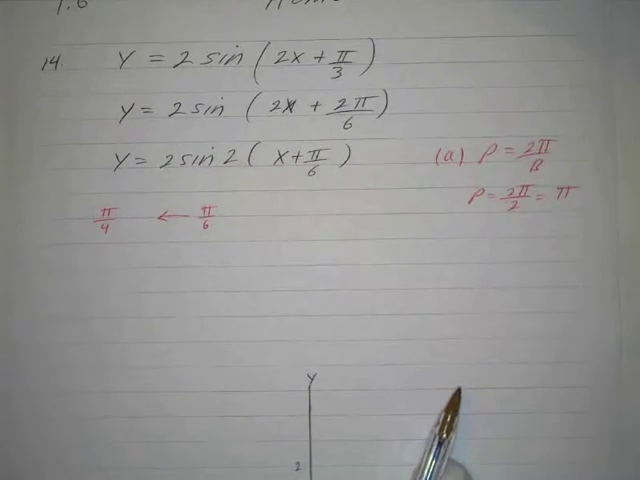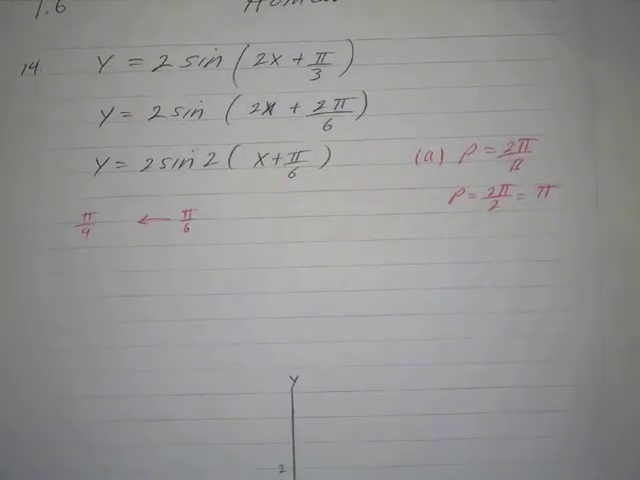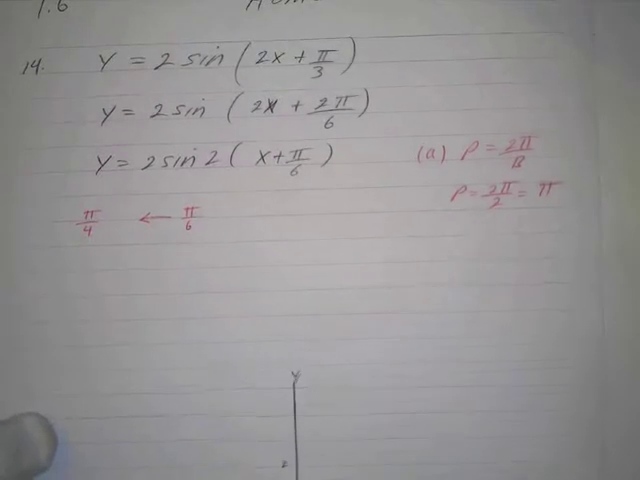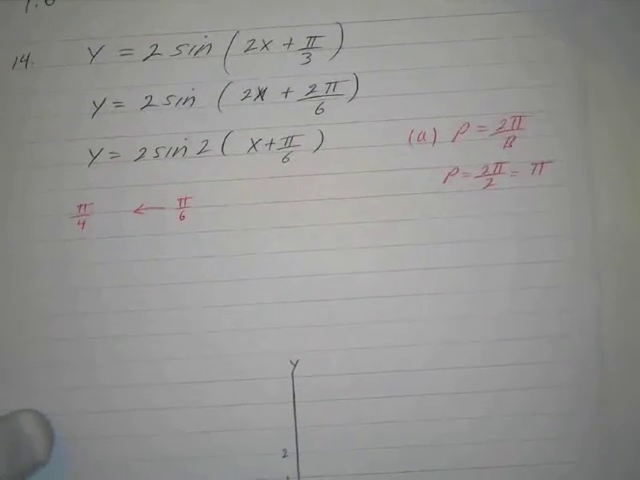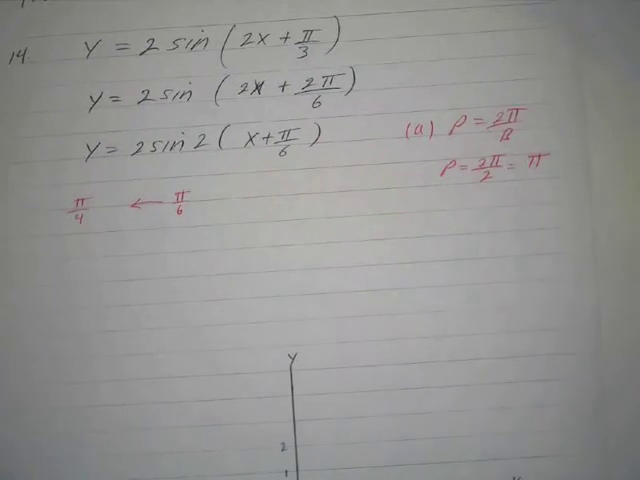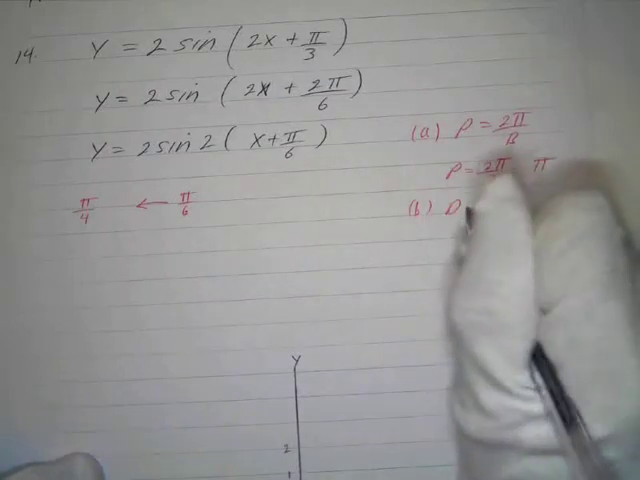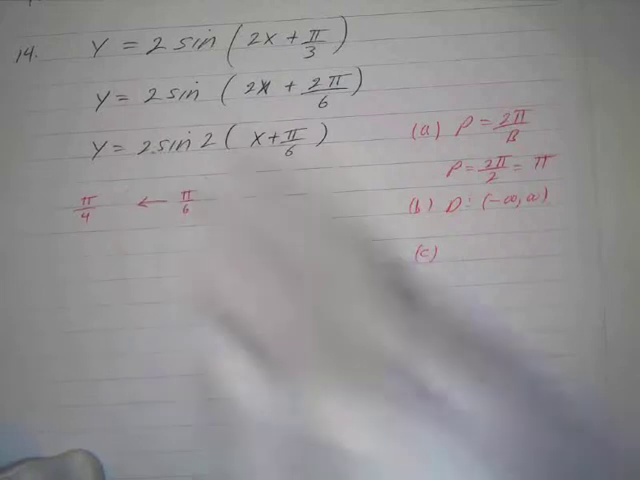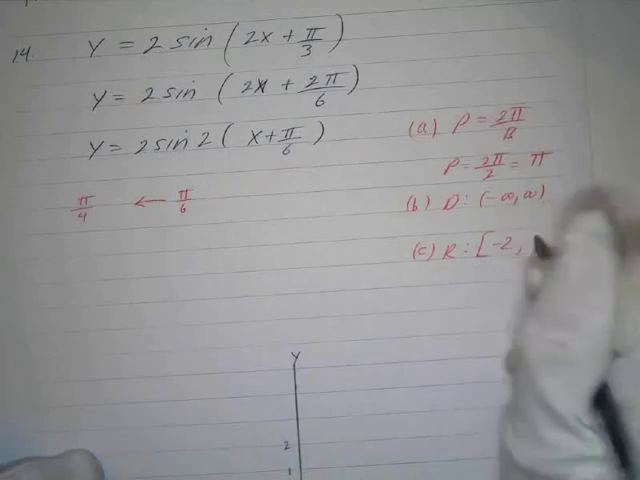Now the amplitude is just going to be the range. In this case, it's just 2. There's no shift, so that's going to be the range. The domain is all real numbers, so I think that's what they wanted a second, was the domain. So the domain was all real numbers. Okay, so I can put that over here. B, the domain is negative infinity to infinity. And C, the range, there's no shift, so it's just going to be the amplitude, which would be negative 2 to positive 2, so that's no problem.